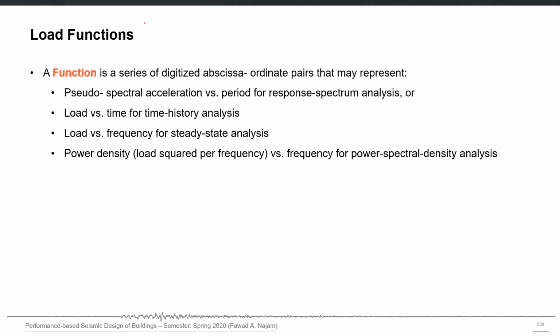Another concept in ETABS and SAP associated with the definition of loads is called the load functions. In this option, you can select the variation of load along time, and that's how you can define the dynamic load cases. A function is a series of digitized abscissa-ordinate pairs that may represent, for example, a response spectrum, for example spectral acceleration, against the time period of the structure. So whenever there is a load which contains a variation or a function, that function should be defined in this load functions option in ETABS or SAP.